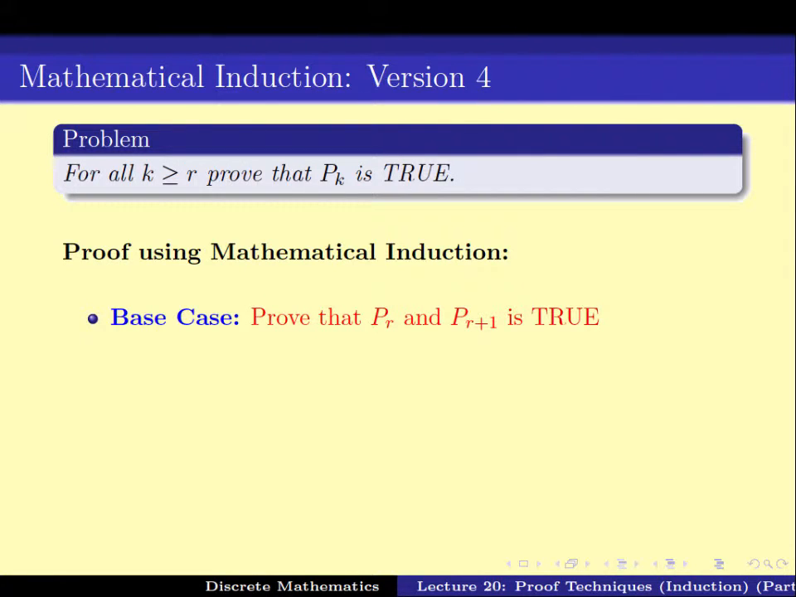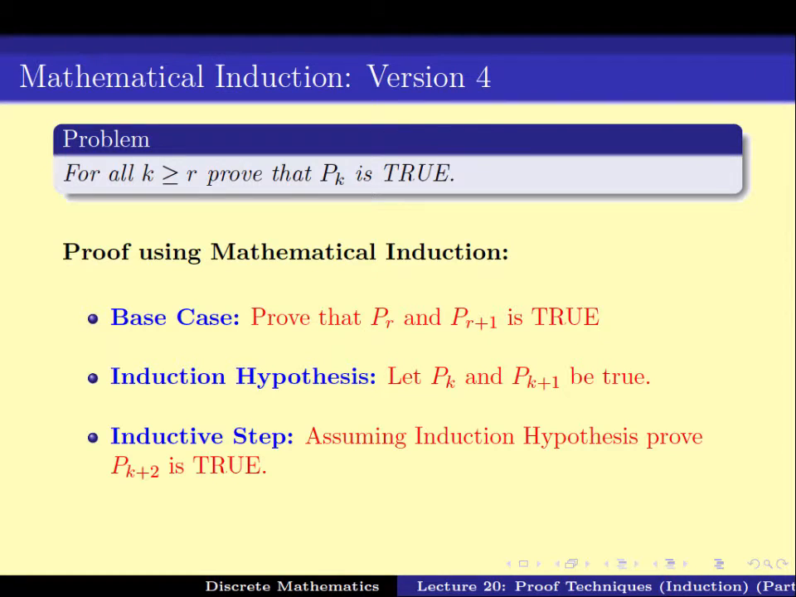So here is another technique for that case: if you can assume that Pk and Pk plus 1 are true, then we can assume the induction hypothesis and prove Pk plus 2 is true. Again, by the same argument, we should be able to cover all the cases.